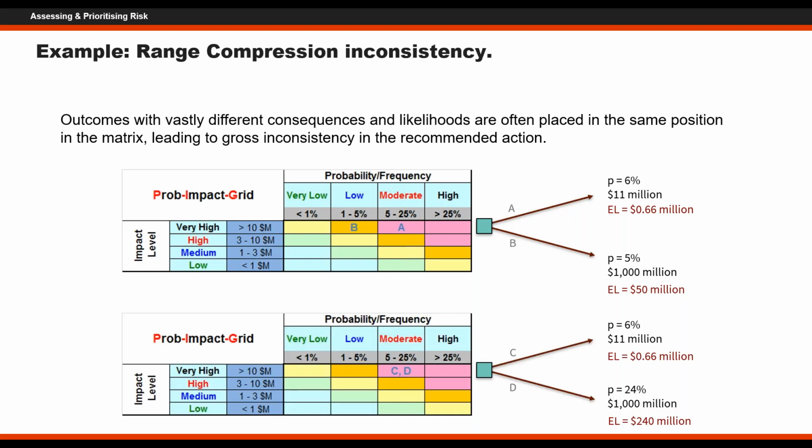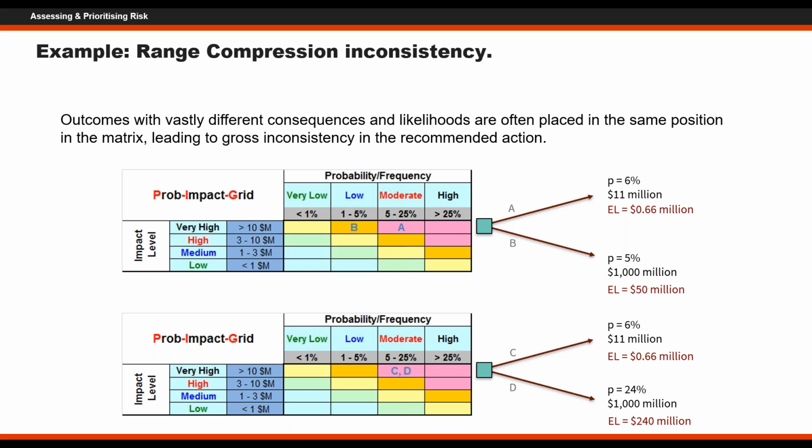And there's a second example here, which I won't go through the details of, but the same thing. Again, they both rank the same now, but you can actually see that from a potential loss point of view, event D is a much bigger issue, and you'd want to spend a lot more time thinking about event D than you would about event C.